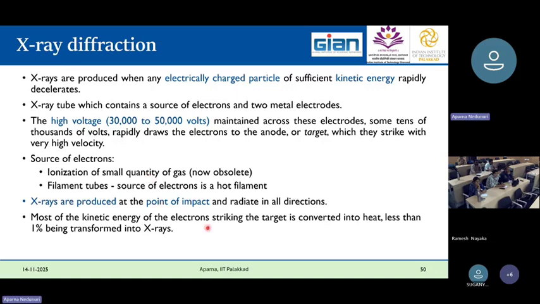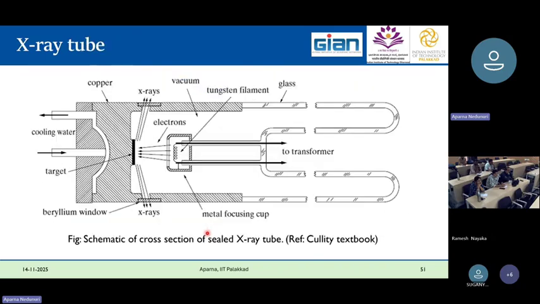These produced electrons are drawn towards the anode. The anode is your target, and they hit the anode. That point is called the point of impact. After the point of impact, several rays are produced because the electrons have rapidly decelerated there. Those rays are called X-rays and they radiate in all directions. Most of the kinetic energy of electrons striking the target is converted to heat, and less than 1% is transformed to X-rays.